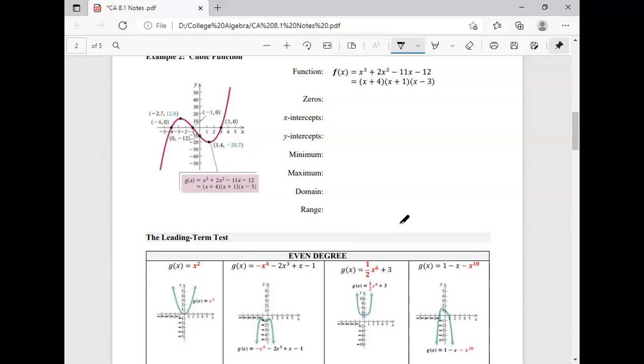This function, its highest power of x is x to the third, which is why it's a cubic function. It is a third degree polynomial.